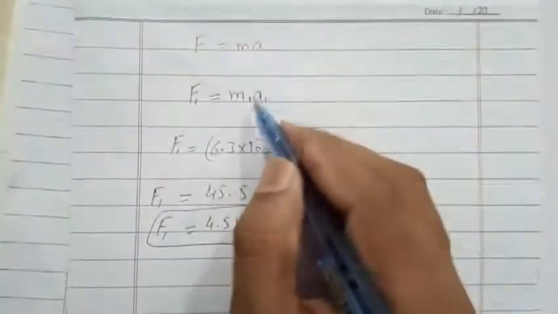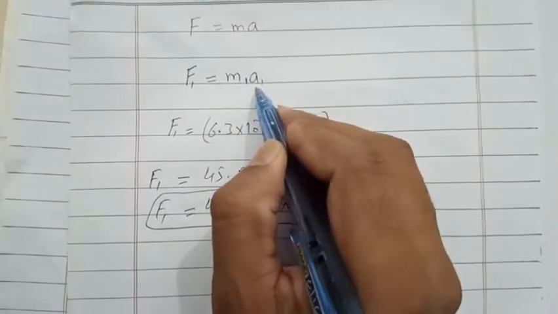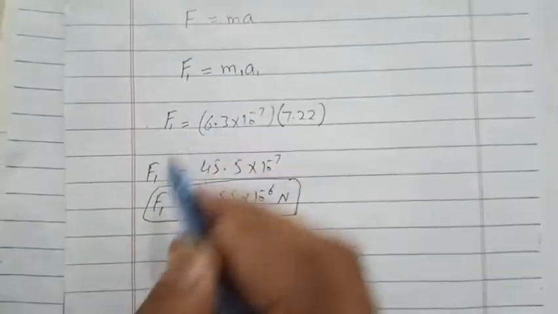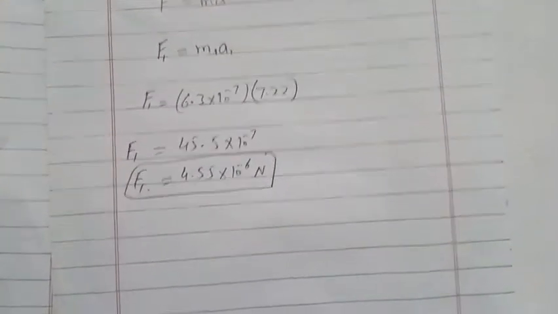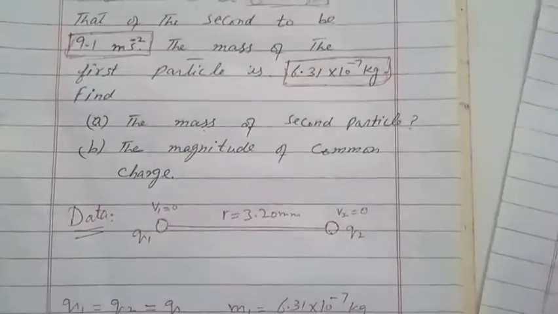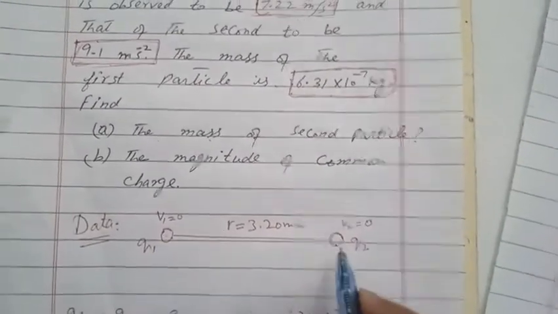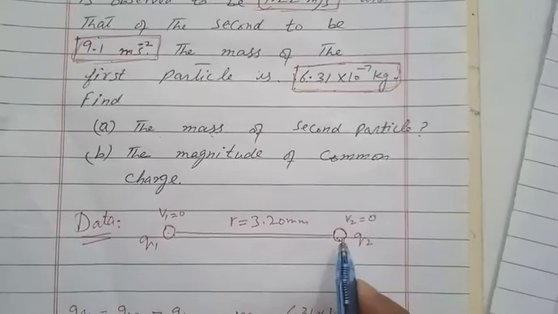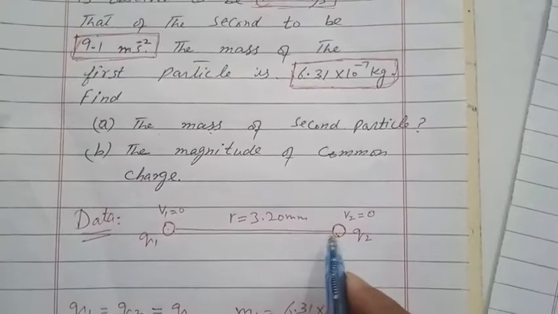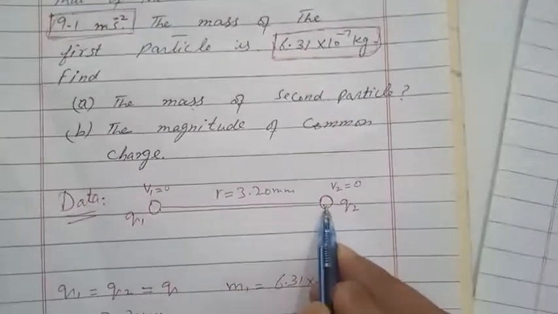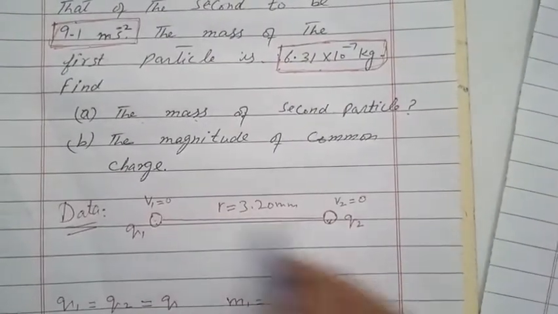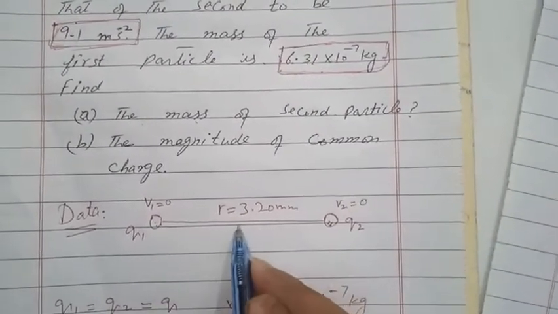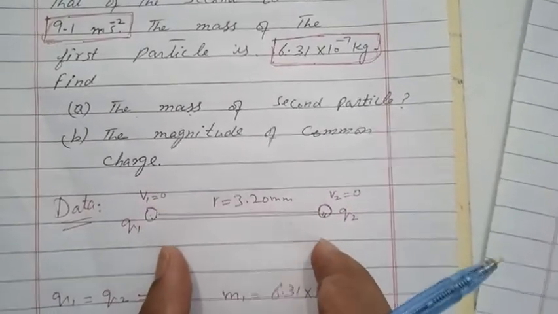From mass and acceleration of particle 1, I calculated the force acting on particle 1. As we know that when charged particles exert force on each other, we say that the force is a mutual force. Mutual force means both particles exert equal and opposite force on each other.